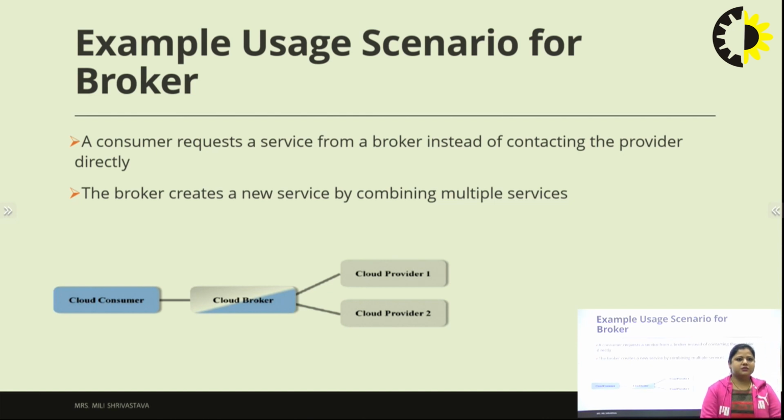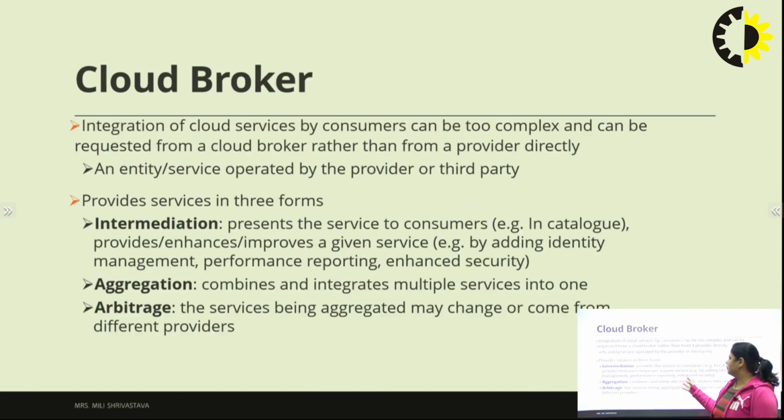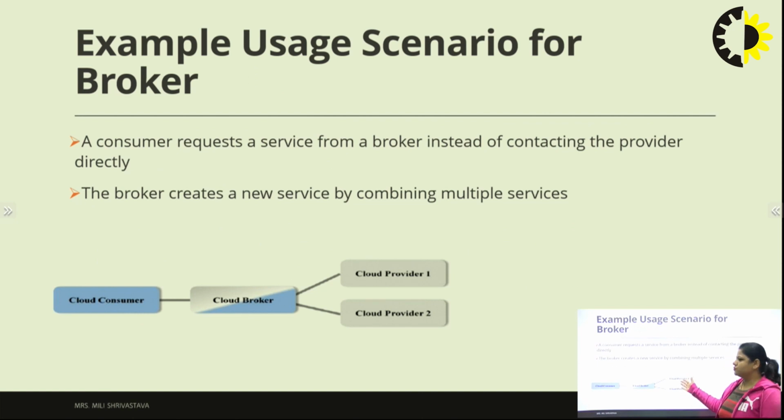Next is example user scenario for broker. We can see by this diagram, this is cloud consumer and this is cloud broker, and this is cloud provider 1 and cloud provider 2. Cloud consumer gives the cloud broker their requirements, and the broker offers two services, cloud provider 1 and cloud provider 2. Cloud broker enhances two services to the cloud consumer, and whichever service is more suitable for this consumer, they can arbitrate that service, they can achieve that service with the help of cloud broker.